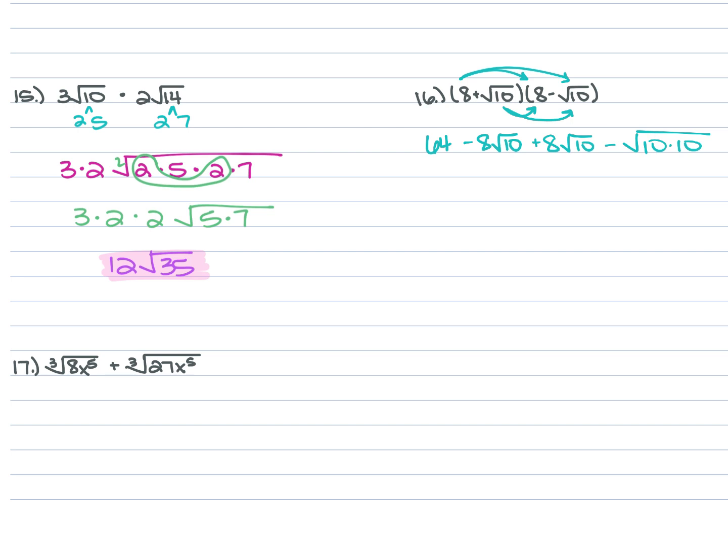From here, your like terms are the negative 8 square root 10 and the positive 8 square root 10, so you combine them. They cancel each other out. The square root of 10 times 10, your two 10s pair up, so you're going to pull the 10 out. So it's going to be 64 minus 10, which is just 54.